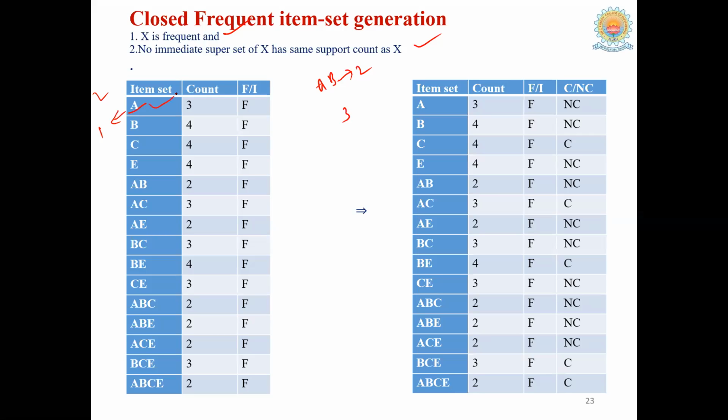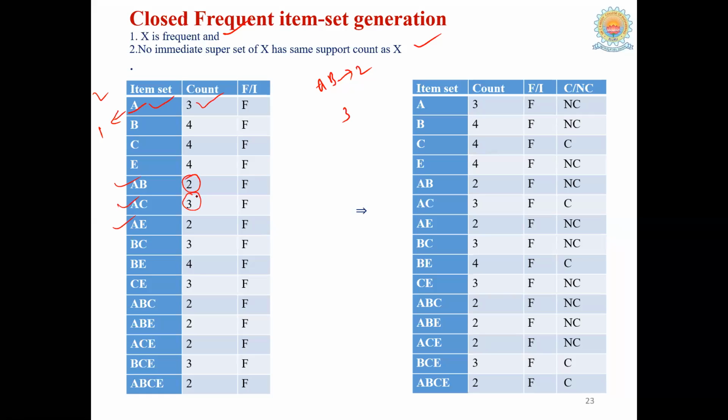So for this, what do we need to do? We need to go to its immediate supersets. What are the immediate supersets? AB is an immediate superset, AC is an immediate superset, AE also. So we have three immediate supersets: AB, AC, and AE. Next, no immediate superset of X should have the same support count as X. So now we need to find the support counts of the immediate supersets. The support count of AB is 2, which is less than this, so there is no problem.